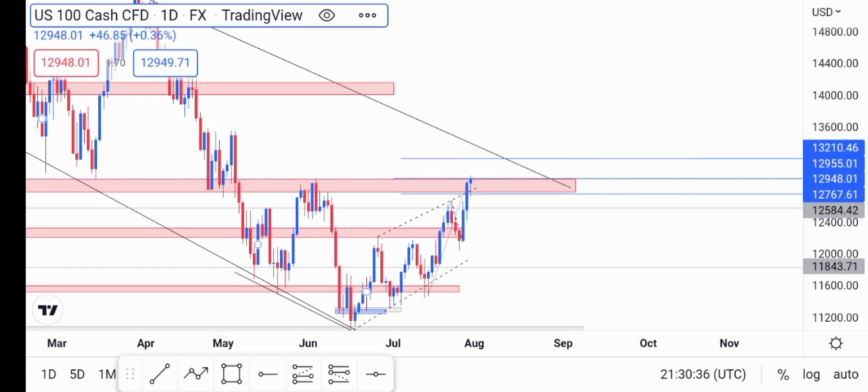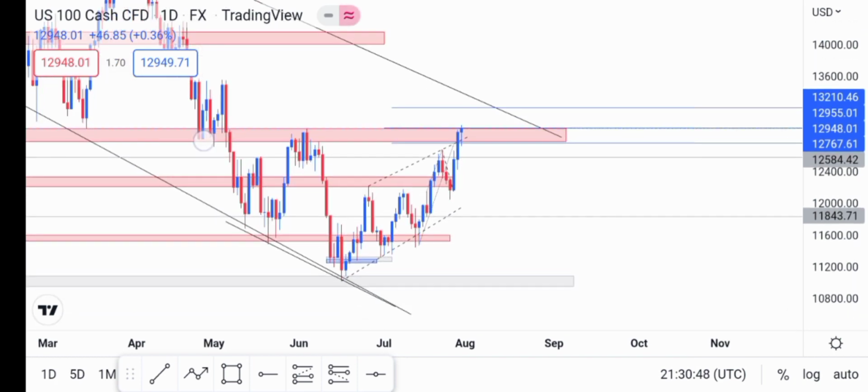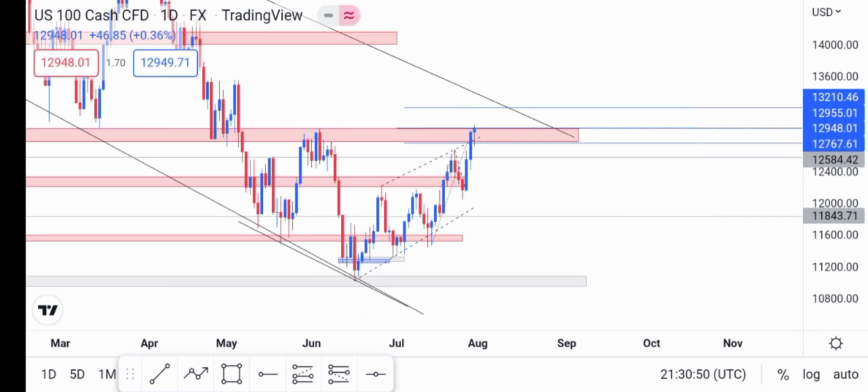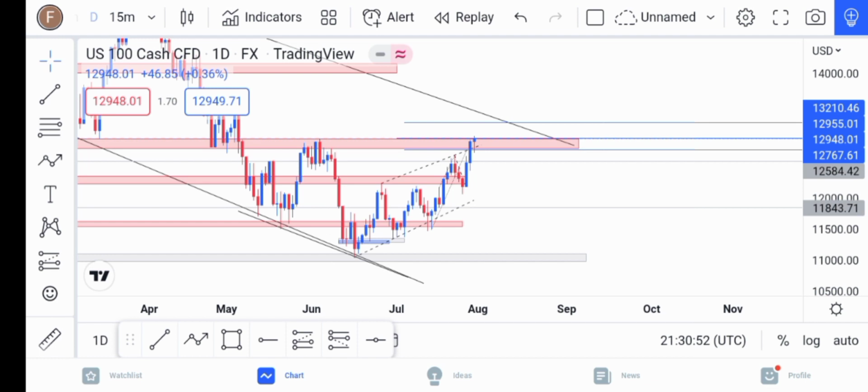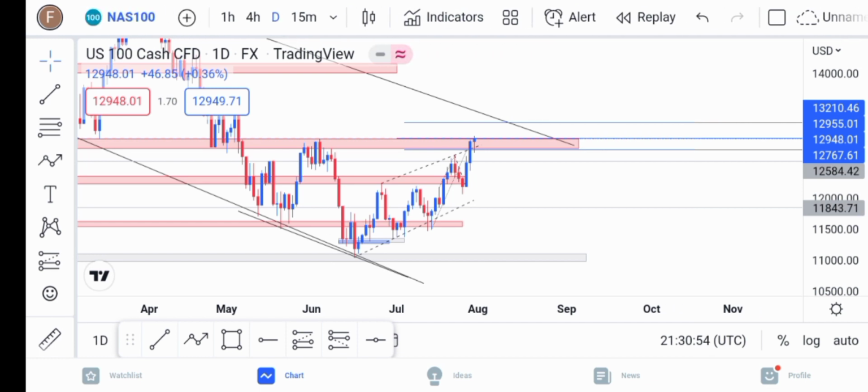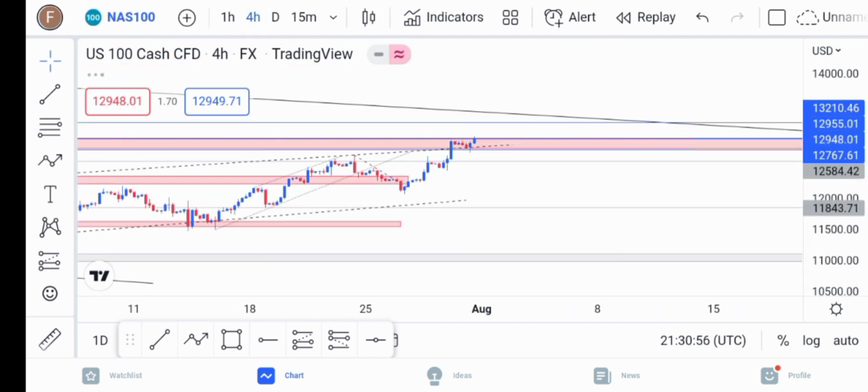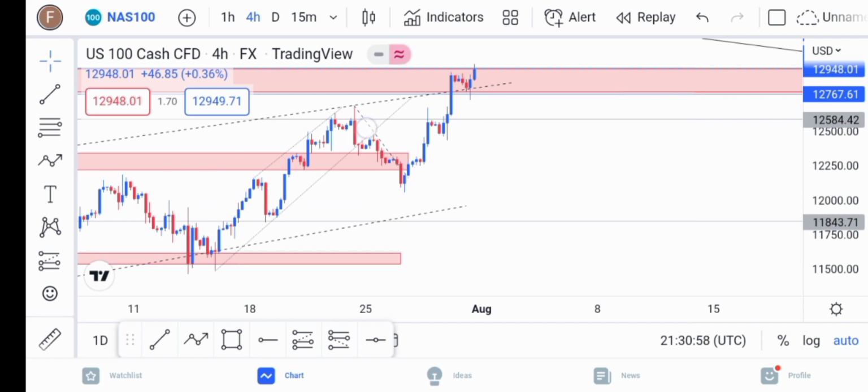Okay, so we are on NAS100. As you can see, our charts are not clear at all. There's a lot of patterns that I've drawn. I drew those patterns in last week's video. So okay, let me remove this one, this one.